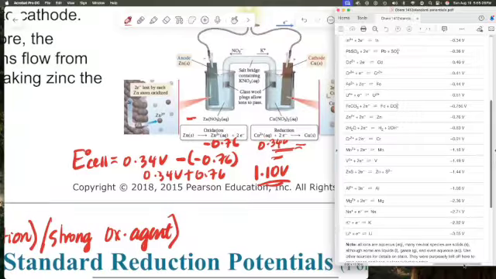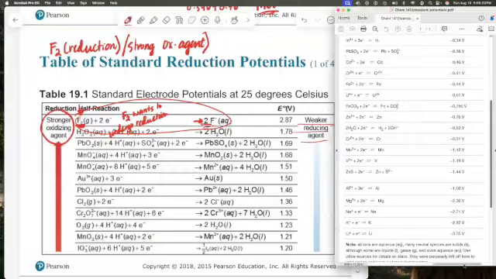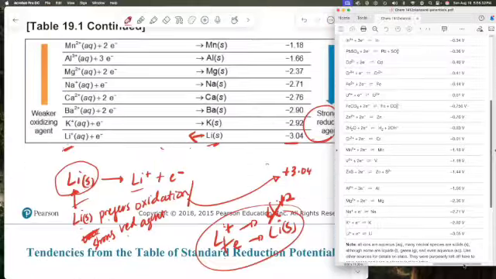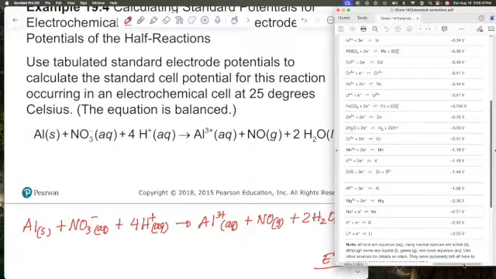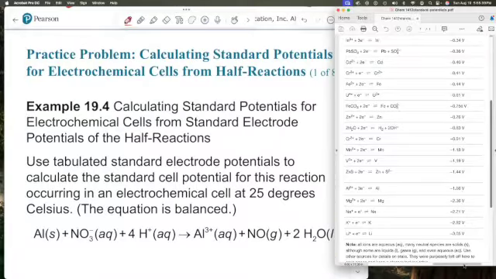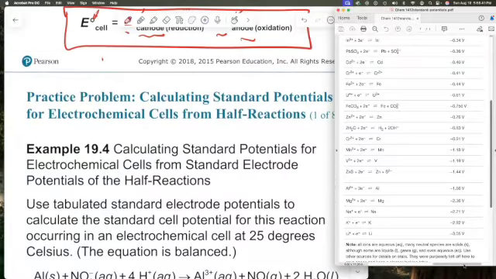Okay, so while we're here, I need to mention something about spontaneity. So we have just learned that if the cell potential is positive, that's a spontaneous reaction. So if E of the cell is positive, that equals a spontaneous reaction. Spontaneous. Okay.